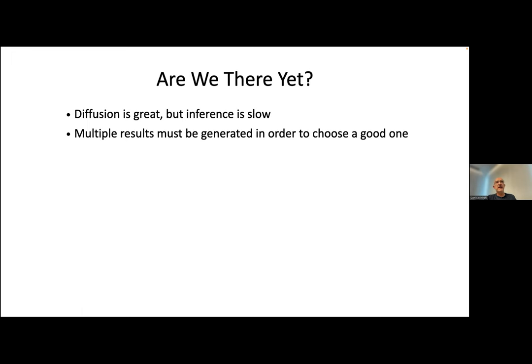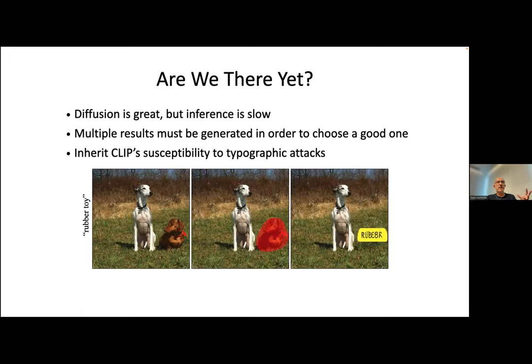And also, language models like CLIP have their own issues. For example, the CLIP model is susceptible to so-called typographic attacks, in the sense that if it sees a text inside some image instead of an object, it can think it's fine. So if we ask for a rubber toy in this image instead of the brown dog, it might generate just the text that looks like rubber, and CLIP would think this is fine.